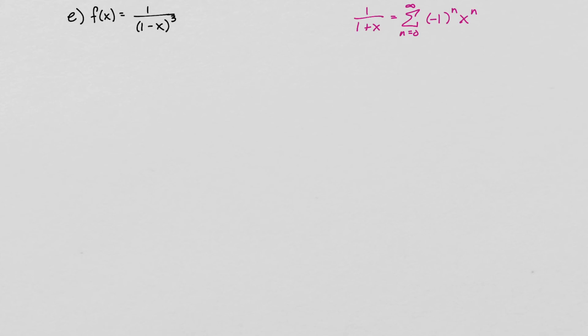So the trick is actually to take the derivative of this function. If I start with 1 over 1 minus x, we'll call it g of x as 1 over 1 minus x, right? And that's really 1 minus x to the negative 1. g prime of x would be what?